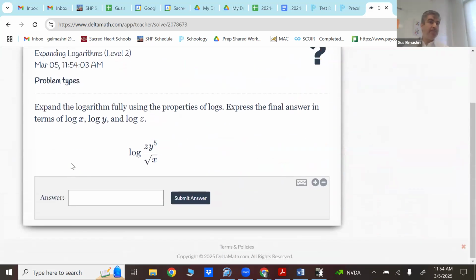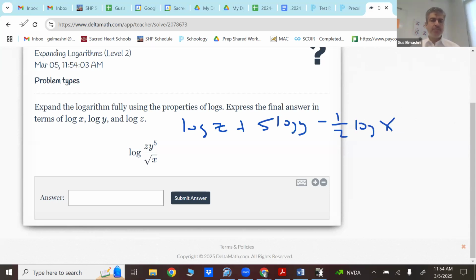Okay, so do you feel good about it? Do it again. What you're gonna do is log z plus 5 log y minus 1/2 log x, and that's what you say. Then make that 1/3. But if it has an exponent in it, if it was like cube root of x squared, it'd be 2/3. But I'm not gonna do that. I'm gonna keep it pretty simple.